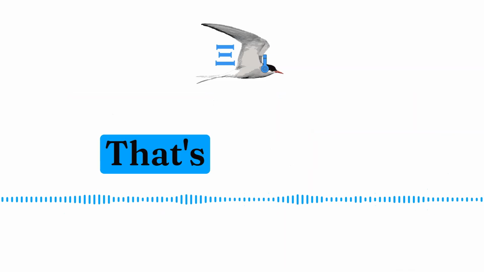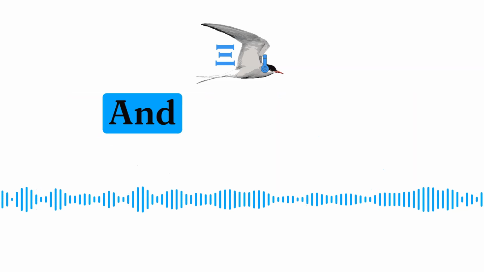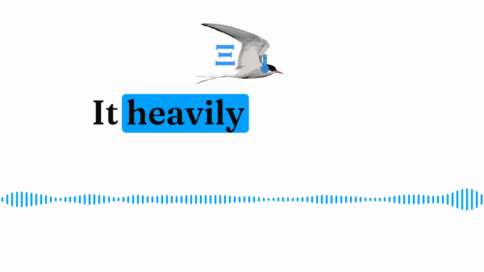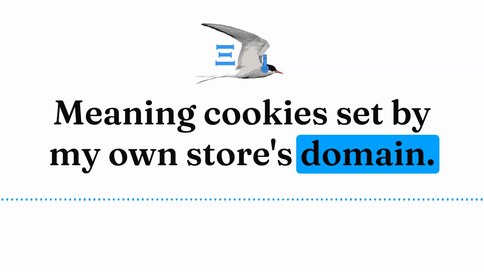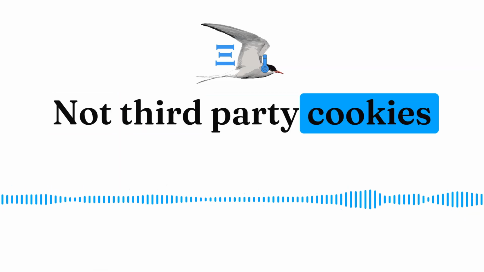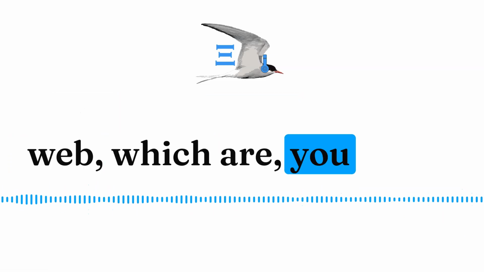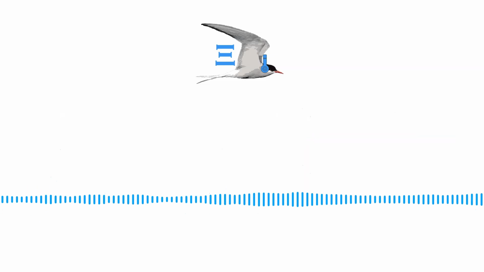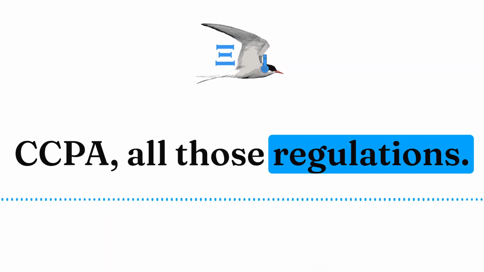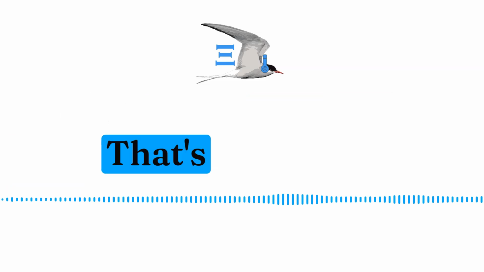And what about privacy? That's huge now. Massive. And GA4 is built with that in mind. It heavily relies on first-party cookies. Meaning cookies set by my own store's domain. Exactly. Not third-party cookies that track people across the web, which are going away anyway. This makes it much easier to comply with GDPR, CCPA, all those regulations. It's about data you collect directly. That's a big plus.